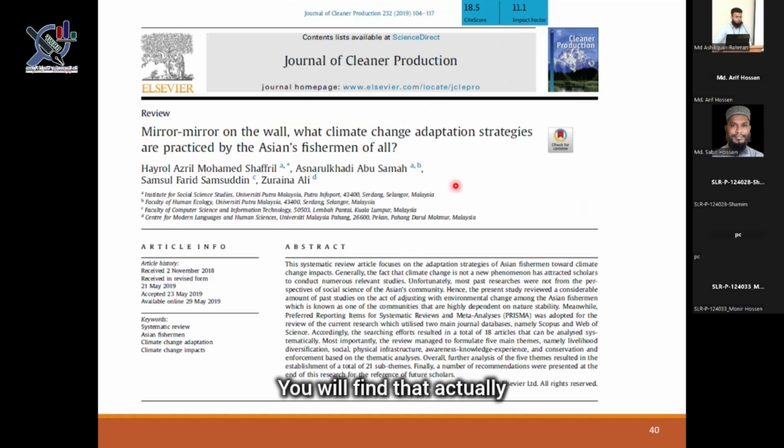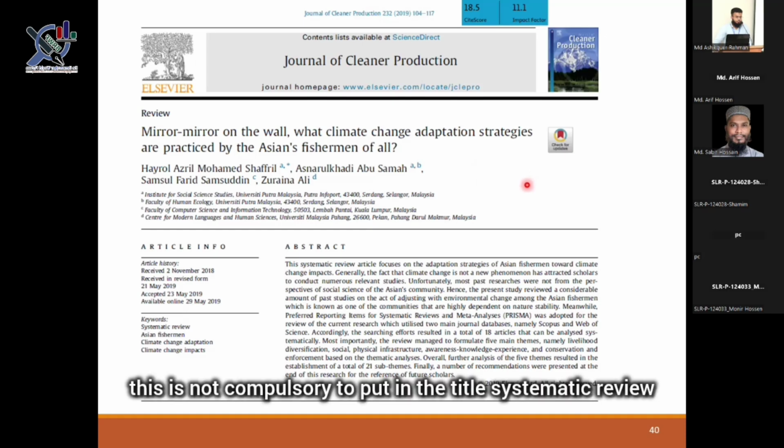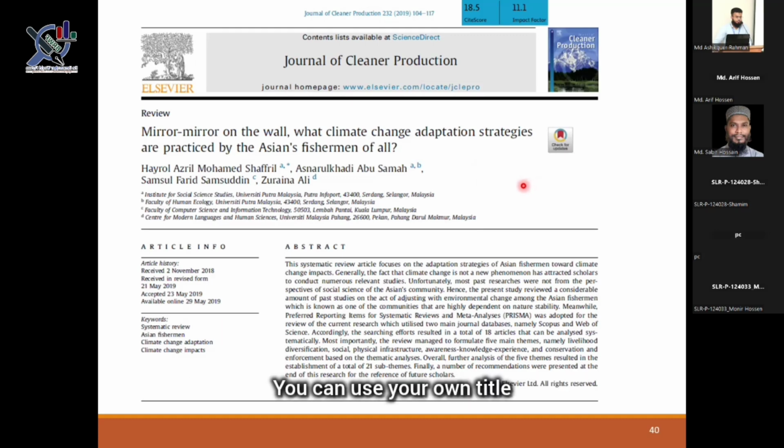You will find that this is also a systematic review paper, but in the title there is no mention of the systematic review. I wanted to show you that it is not compulsory to put "systematic review" in the title. You can use your own title.